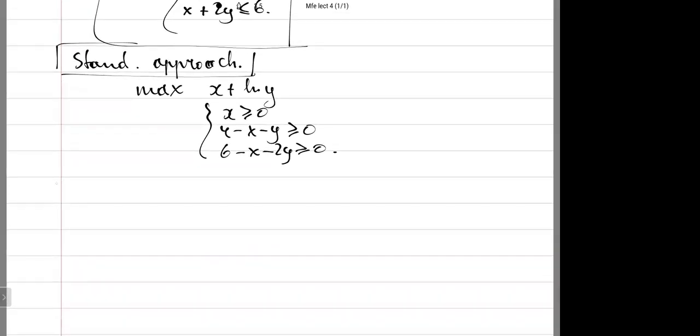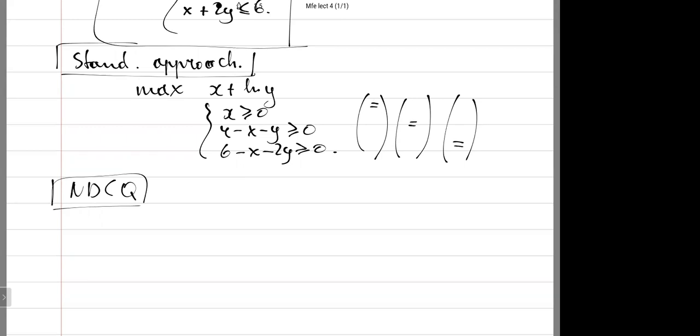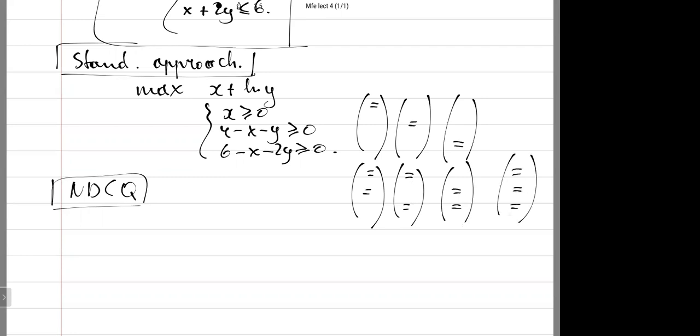And I can certainly write the Lagrangian function. Sorry, I need to check NDCQ first. I need to consider what constraints can be active. Maybe this one is active, maybe that one, maybe the third one, but I see that my constraints are linear. Maybe two are active, or maybe even all three are active. So let's consider quickly all these cases. I have a lot of cases to consider, but we are brave and full of energy. So let's consider these cases: A, B, C, D, E, F, G.